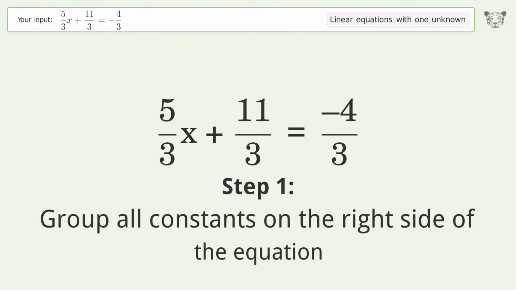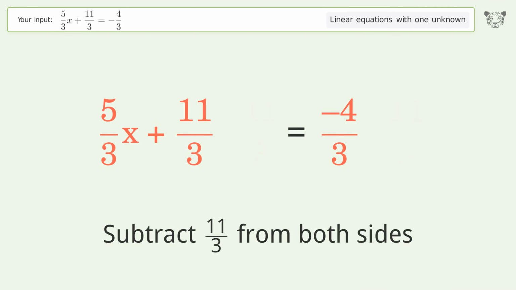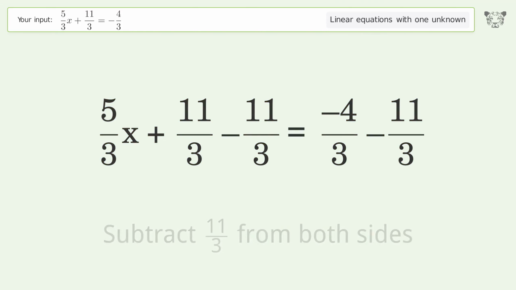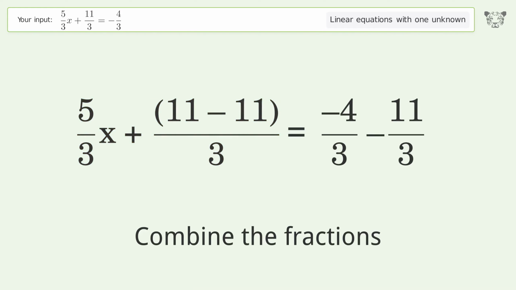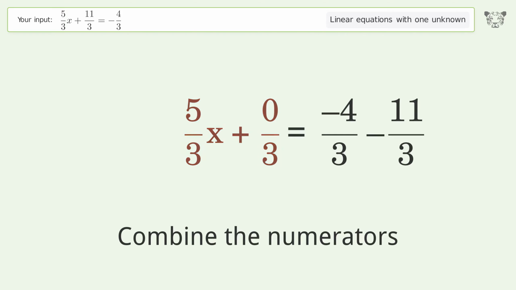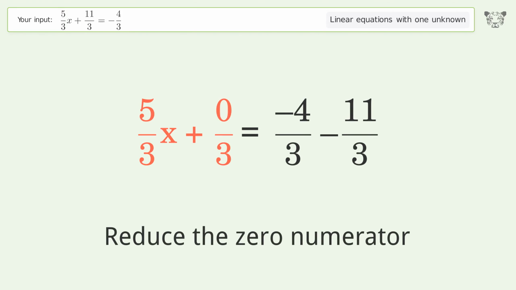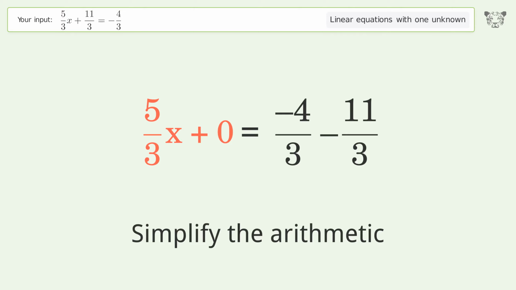Group all constants on the right side of the equation. Subtract 11/3 from both sides. Combine the fractions. Combine the numerators. Reduce the zero numerator. Simplify the arithmetic.